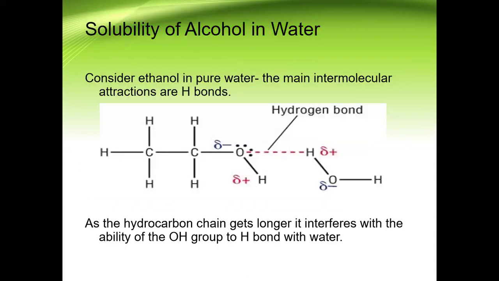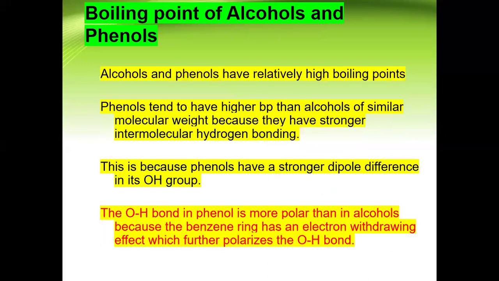Now we look at the hydrophilic and hydrophobic regions. The hydrophilic region is the OH region, with H slightly positive and oxygen slightly negative. The hydrophobic region is the carbon and hydrogen region. As the hydrocarbon chain, which is a hydrophobic region, gets longer, it interferes with the ability of the OH group to hydrogen bond with water. Consider ethanol in pure water. The main intermolecular attractions are hydrogen bonding.